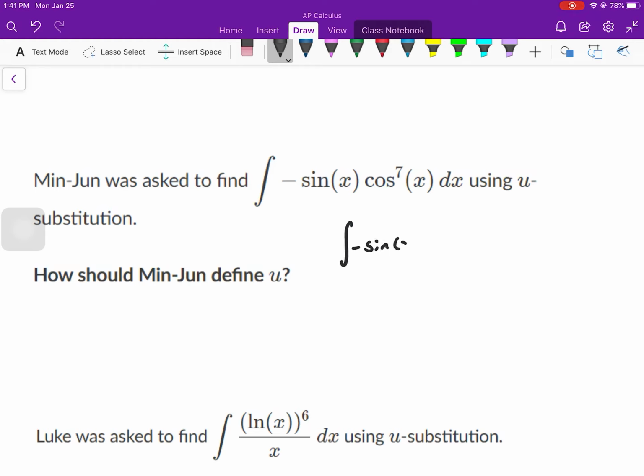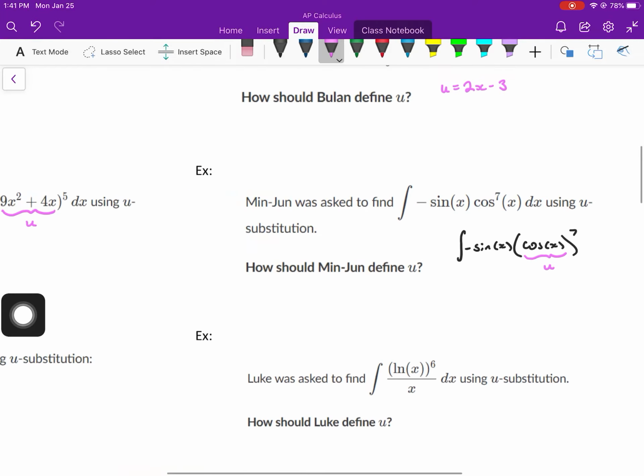But if I rewrite it this way, that's cosine of x to the 7th power. You can see cosine of x is our u. Because the derivative of cosine is negative sine, it would cancel out this right here. The negative's not a big deal. It's sine of x and u's to cancel out. Remember, the negative could just get placed in front of the integral sign. But since this is being raised to the 7th power, that's how you know that's going to be our u.